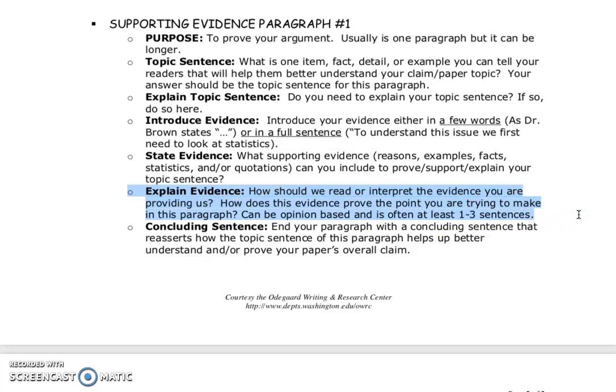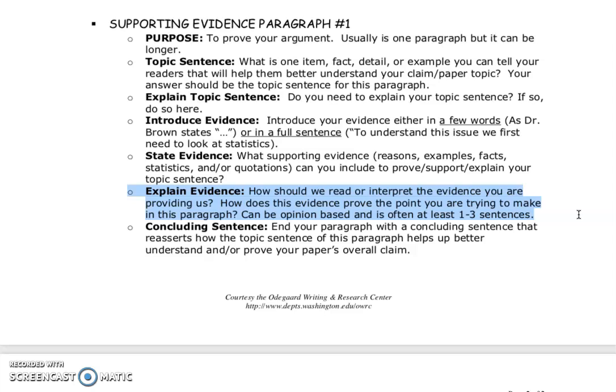Oh, this is so important. So I think that when we use quotes, we kind of think, oh, the evidence is just going to speak for itself, but it never does. It never does. Quotes do not speak for themselves. It's absolutely 100% necessary to interpret the evidence that you've provided for us. Tell us how the evidence can prove the point that you're trying to make in that paragraph. It can be one to three sentences in length. That would be a good measure of you actually explaining what you've just told us.